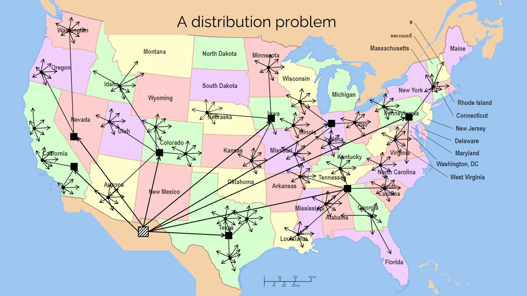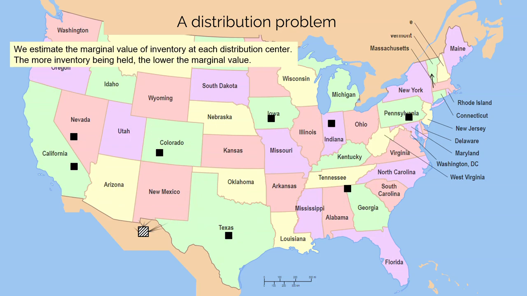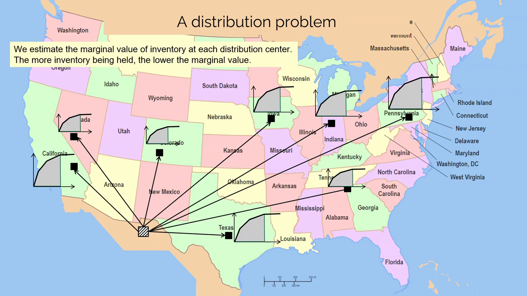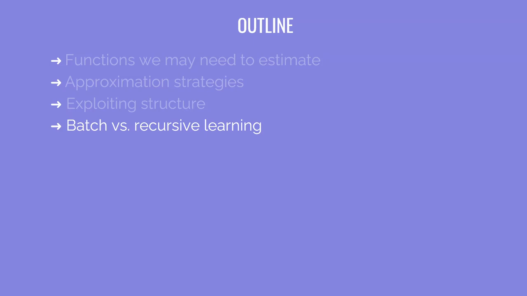For example, here's a problem where I have a factory down in Mexico shipping to distribution centers. The problem is I don't know the demand at the distribution center. So what I can do is use these piecewise functions to say, what is the value of inventory at each of the distribution centers? And with really surprisingly few iterations, maybe a dozen or two, I can get pretty good approximations of these piecewise linear functions.